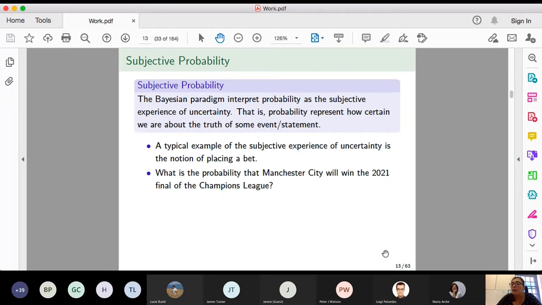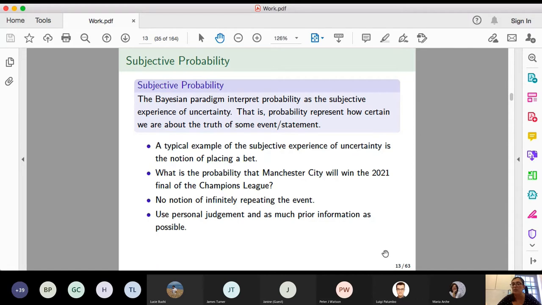Imagine I would like to know what is the probability that Manchester City will win the final of the Champions League in a couple of weeks, right? This year, in 2021. Well, this event will happen only once. It will be played in Portugal, I think, in a couple of weeks, and that's it. We cannot replicate this event. But I want to place a bet, right? And then I want an estimation for this probability. So what I'm going to do here, we cannot think on repeating this event infinitely. Instead, I'm going to use all the prior information that I have related with these two teams, all the prior information that I have about finals of the Champions League, and my personal judgment, right?